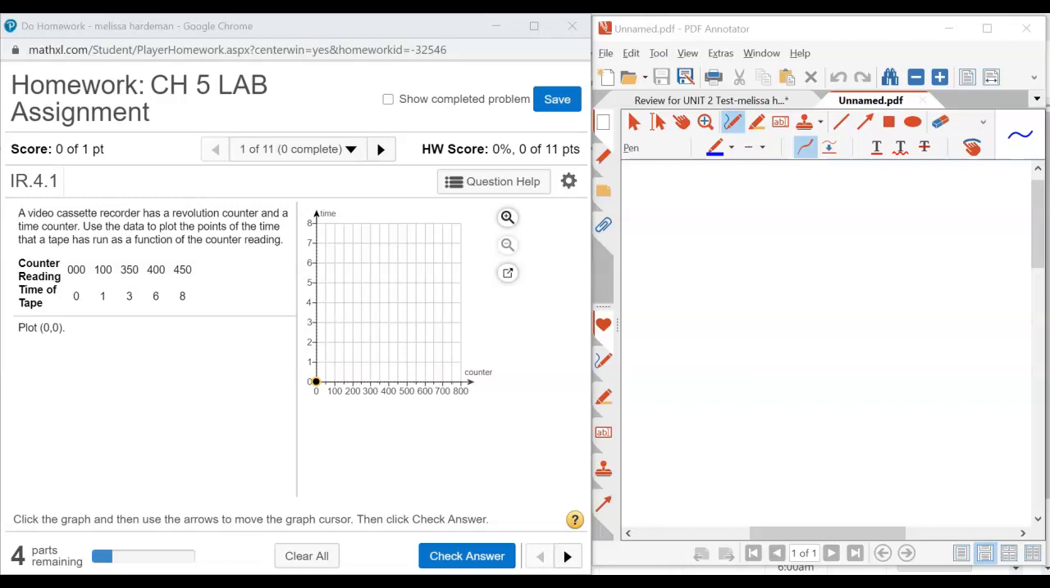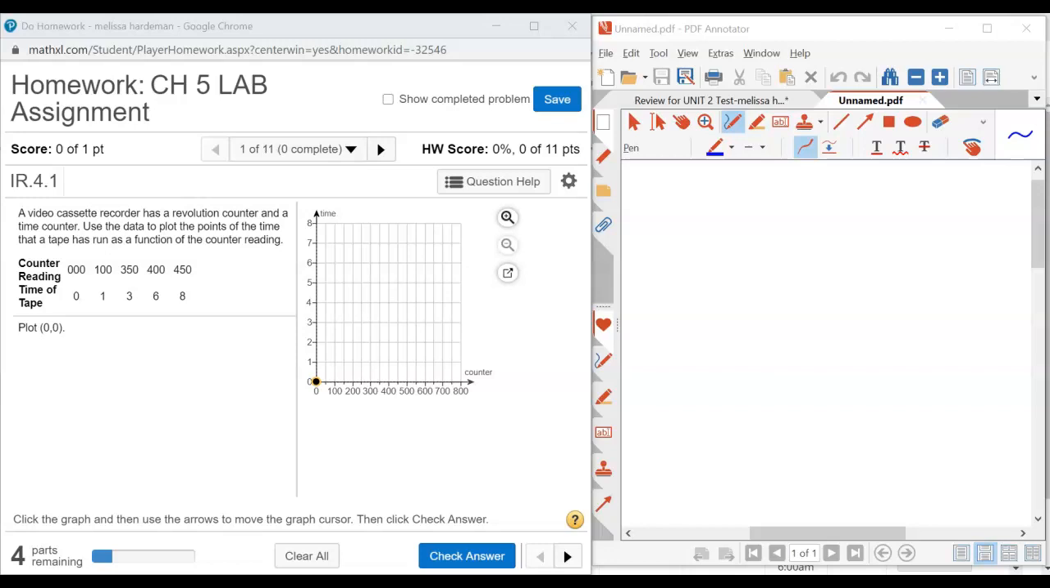Hey guys, let's take a look at the material necessary for success in Chapter 5. That material is contained in the Chapter 5 lab assignment. So I've done something a little differently this time. I decided to pull up the work in my math lab that you will see for the Chapter 5 lab so I can illustrate some of the graphing tools that you'll need to use.